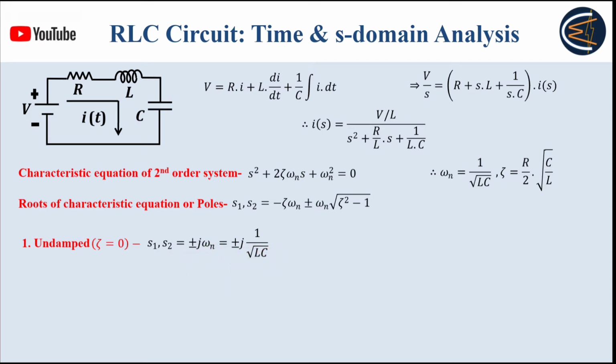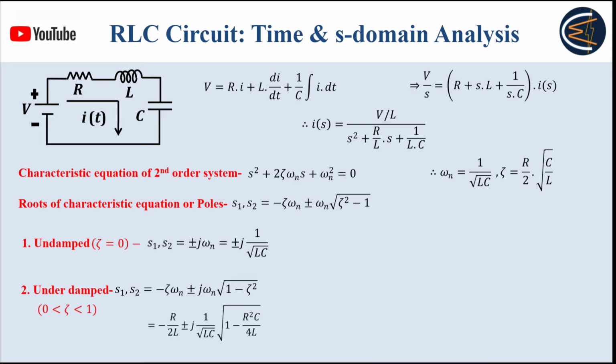Now if you increase the resistance from 0, then your zeta value will also increase. When your zeta value is between 0 and 1, we call it the underdamped situation, where, as you can see, the roots are complex conjugates. That means it has both a real part and an imaginary part. If you put in the values of zeta and omega n, you will get this expression.